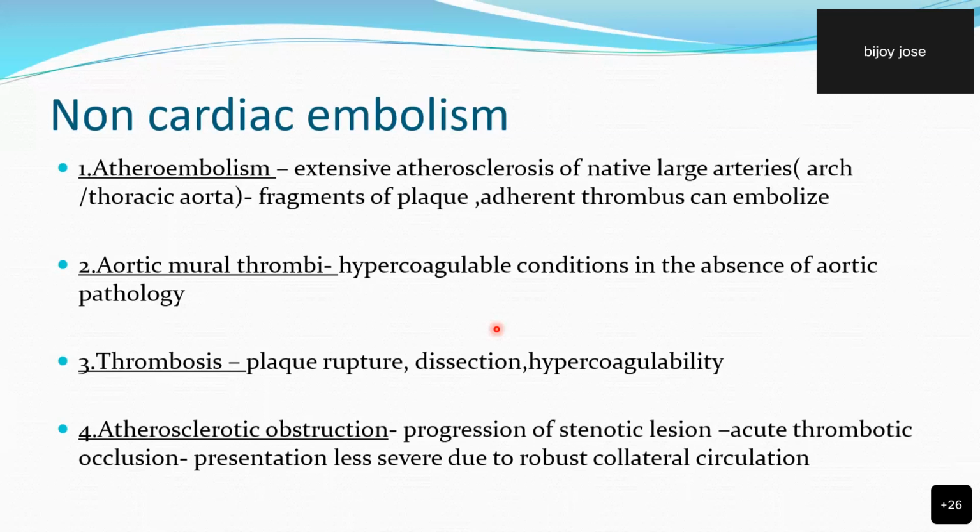Atherosclerotic obstruction: progression of a stenotic lesion. Sometimes when we see an acute limb ischemia patient, there is an underlying chronic component also. There is progression of the stenotic lesion, and a rupture of the plaque can lead to acute symptoms due to formation of acute thrombus. This kind of patient presents with less severe symptoms, because they already have a chronic component in the background and multiple collaterals have already developed. So these patients can have a subacute kind of presentation, and it is not that catastrophic.